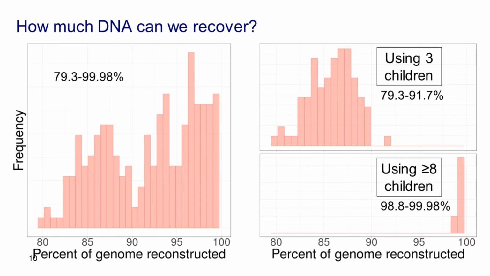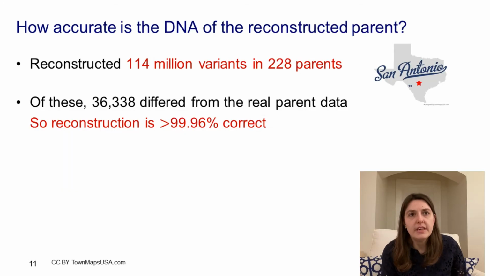That's pretty nice. To look at the accuracy, we took the 114 million variants that were reconstructed across these 228 parents, and we compared those reconstructed variants to the original data. Out of those 114 million, only roughly 36,000 were different. This suggests that the reconstruction was over 99% accurate.